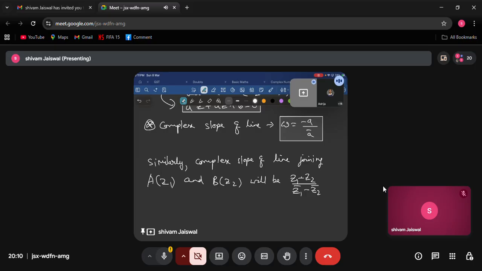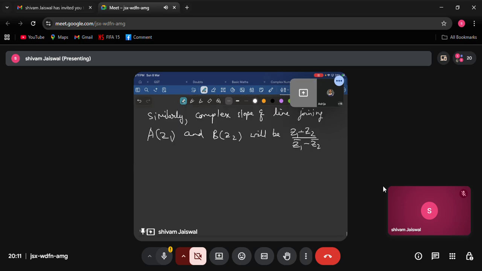Rest, there are many other things, like you have to find out the image of a point over a straight line. So I would suggest you convert it into the general equation of a straight line and then you find out the image. Let us do some problems on straight line.